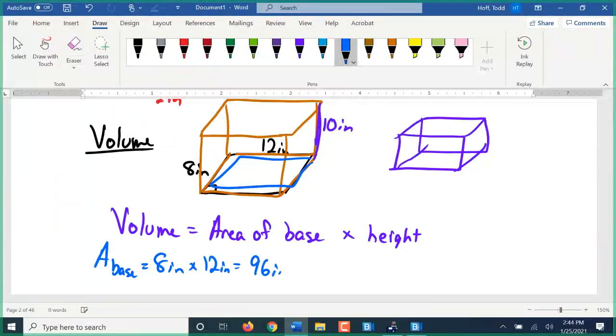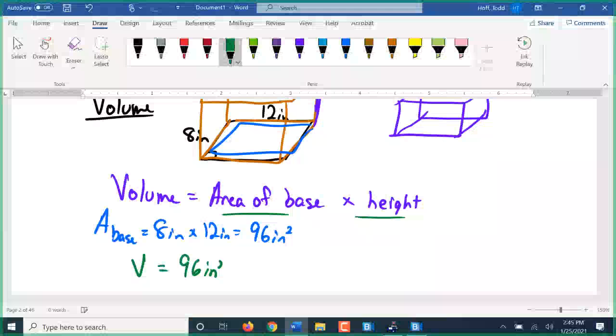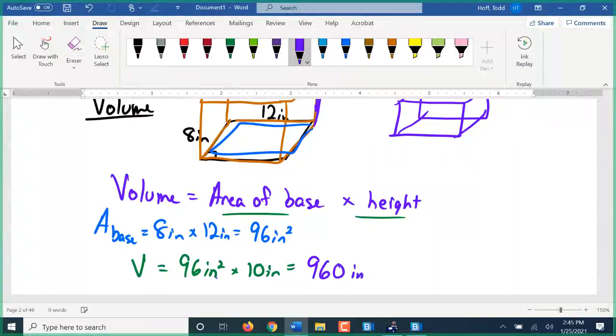96 square inches. So the volume, area of the base times the height. So the 96 square inches times the height of 10 inches. 96 times 10 is 960 inches cubed. There's our volume.